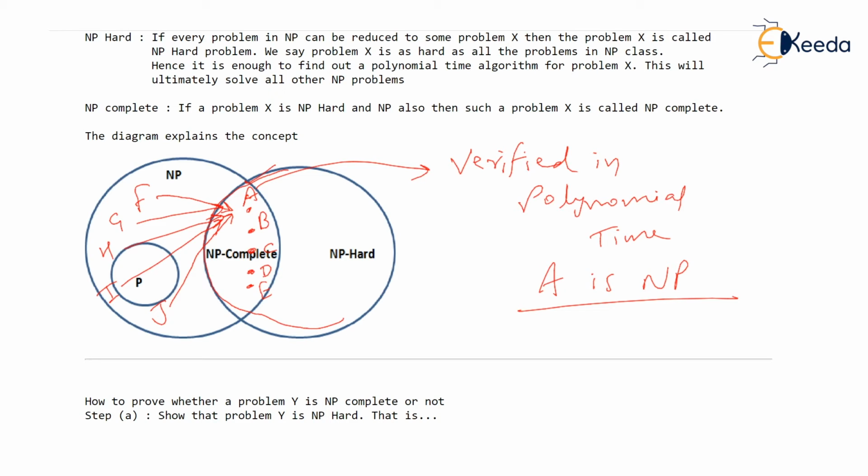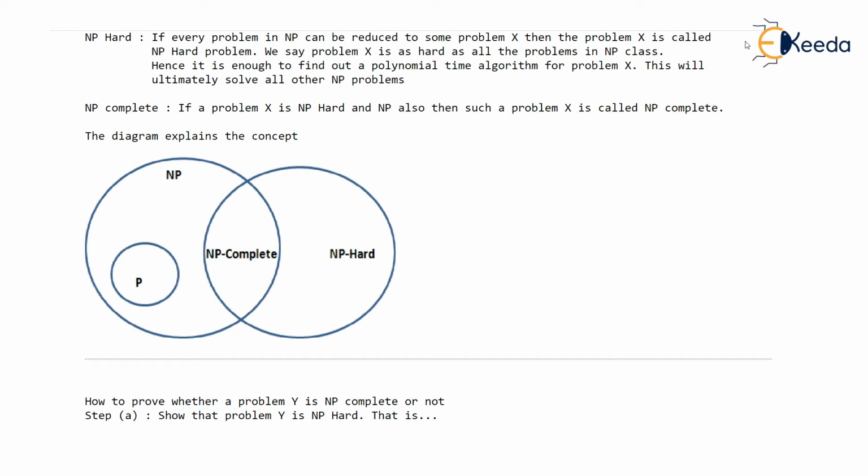Same discussion applies to B also. All the problems here, F, G, H, I, J, are reducible to B. There is another problem B here. A was NP complete. There is another problem B to which every problem in NP is reducible, isn't it? Then definitely B is NP hard. So it belongs to the NP hard set. But we also know that B can be verified in polynomial time. That means B is NP. So B is NP hard and NP. We call such problems NP complete.